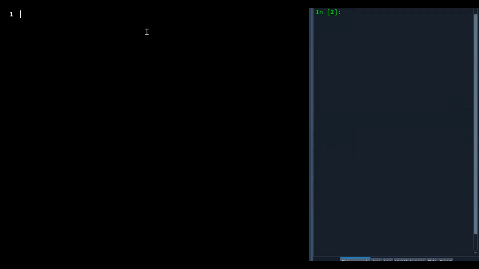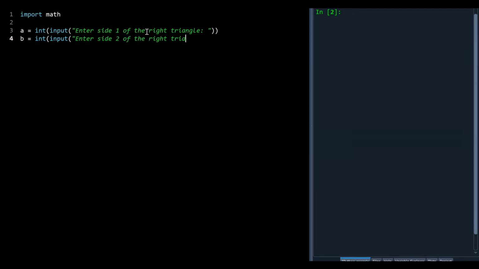Okay, so I'm going to need to do some trigonometry here, so I'm going to need the math library imported at the start of my program, and let's say I need those two values, A and B, right? Okay, so we will just assume they're integers, so we'll say enter side 1 of the right triangle. Okay. And B is the same thing. Enter side 2 of the right triangle.